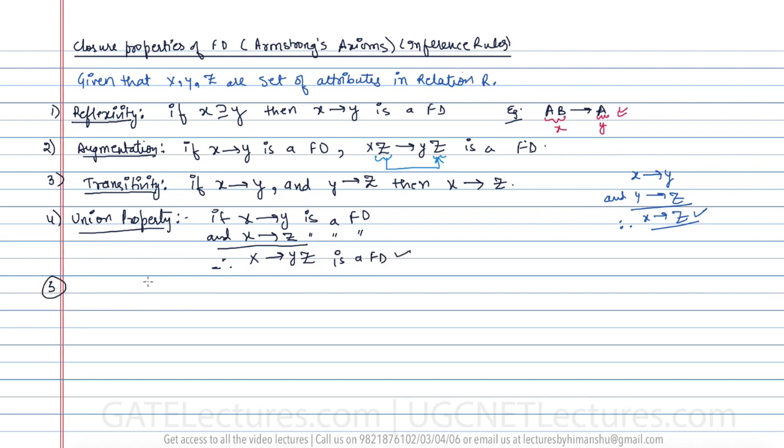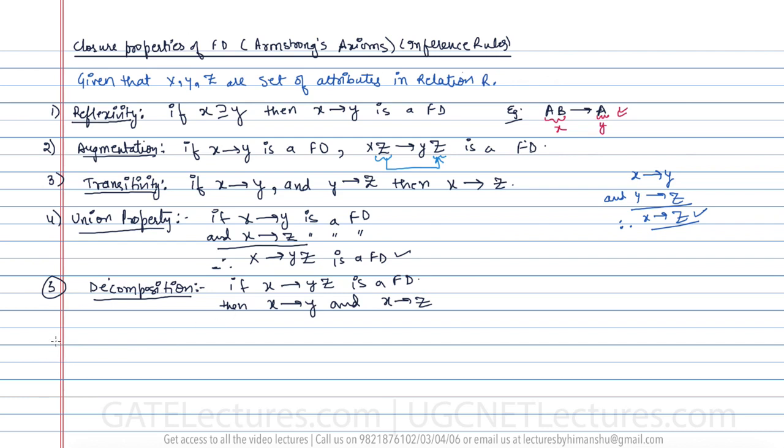The next one is the decomposition property. This decomposition property is just the opposite of the union property. That means if you have a functional dependency X determines YZ which is already given, then you can say X determines Y and X determines Z. That property holds.